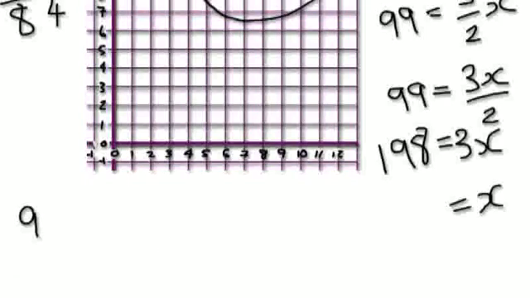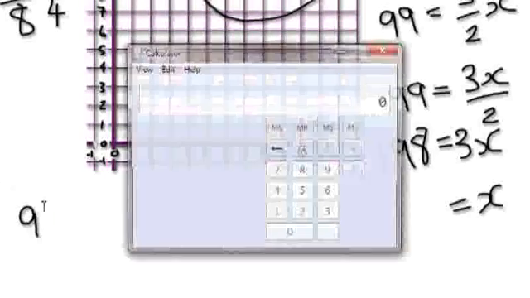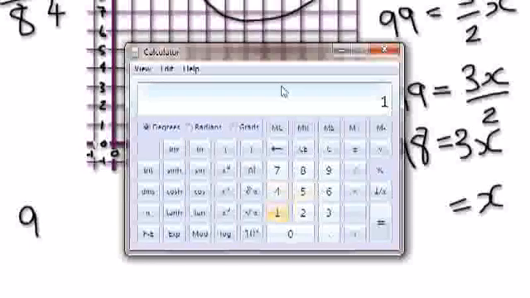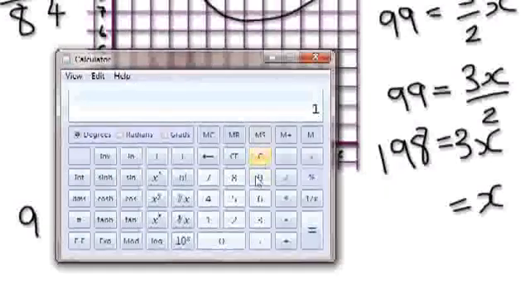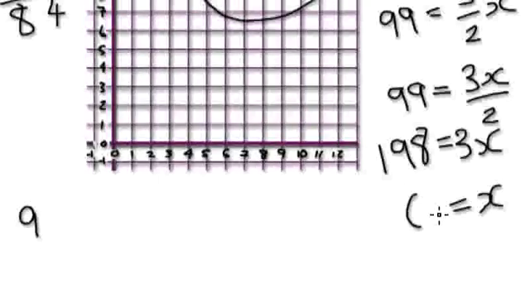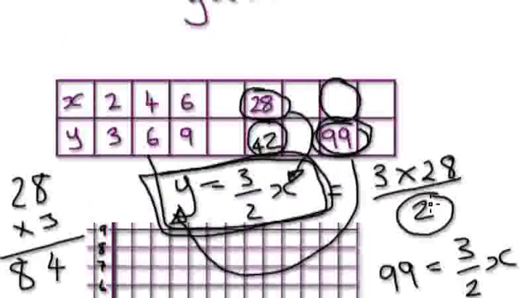Where's my calculator? 198 divided by 3 equals 66. So up here, x would be 66. Okay, in the next video, I will give you some practice.